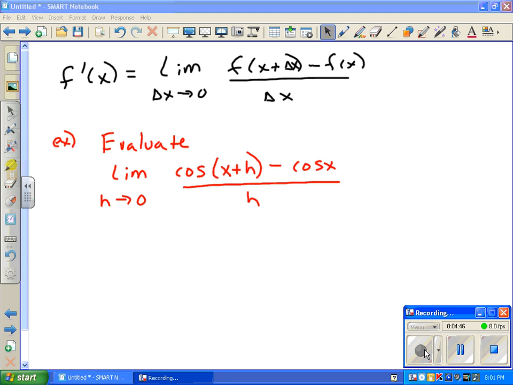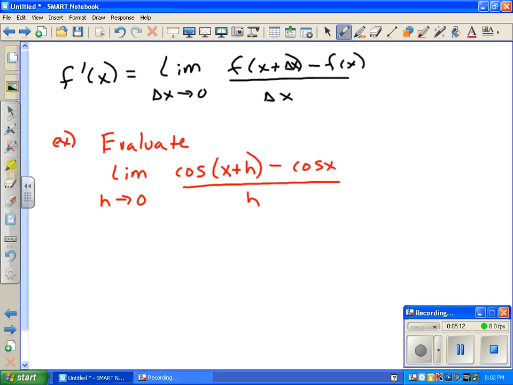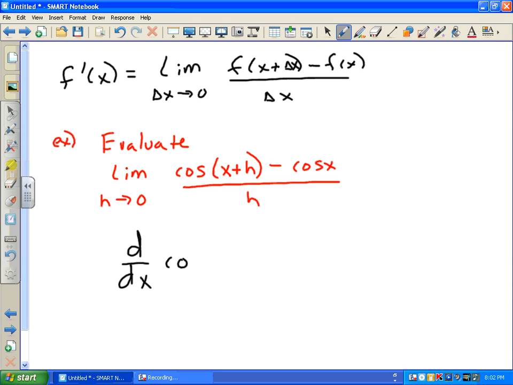There are multiple forms of the limit-based definition of the derivative. One form uses h's instead of delta x's. For example, evaluate the limit as h approaches 0 of cosine of x plus h minus cosine of x all over h. To solve this problem, we should recognize that this is a derivative question. We are being asked for the derivative of cosine. Our answer will be an equation. It will be a function. The derivative of cosine is negative sine of x.